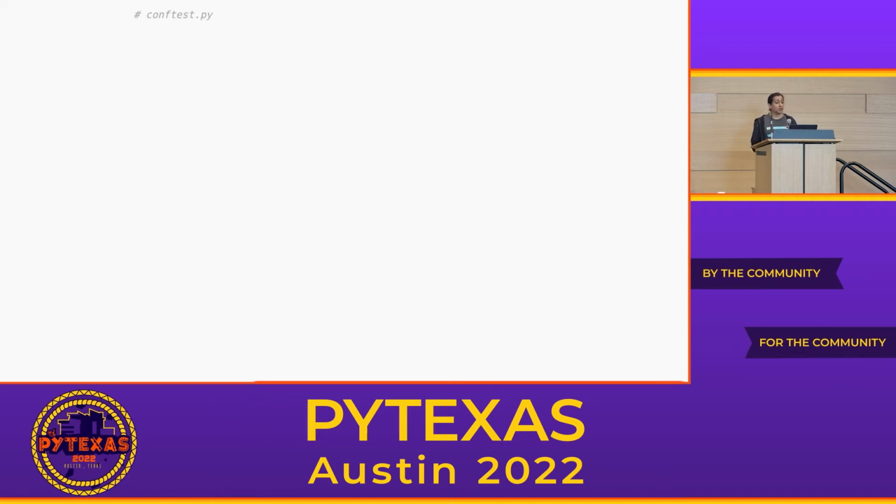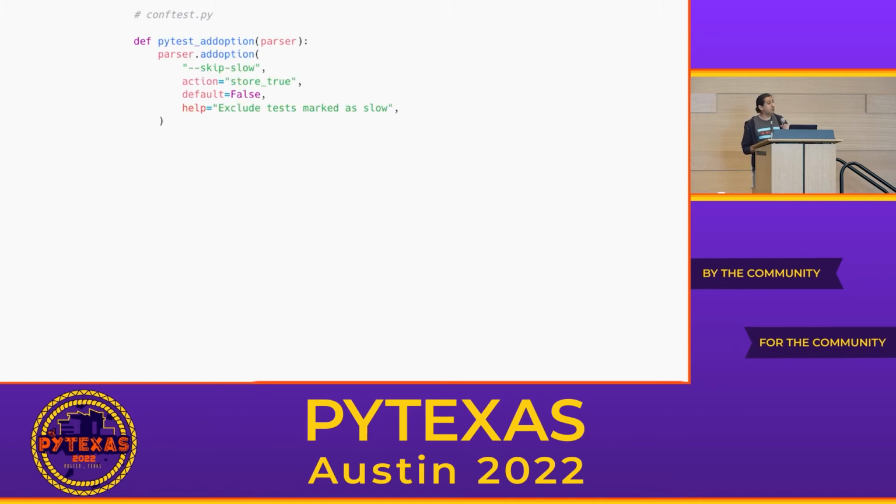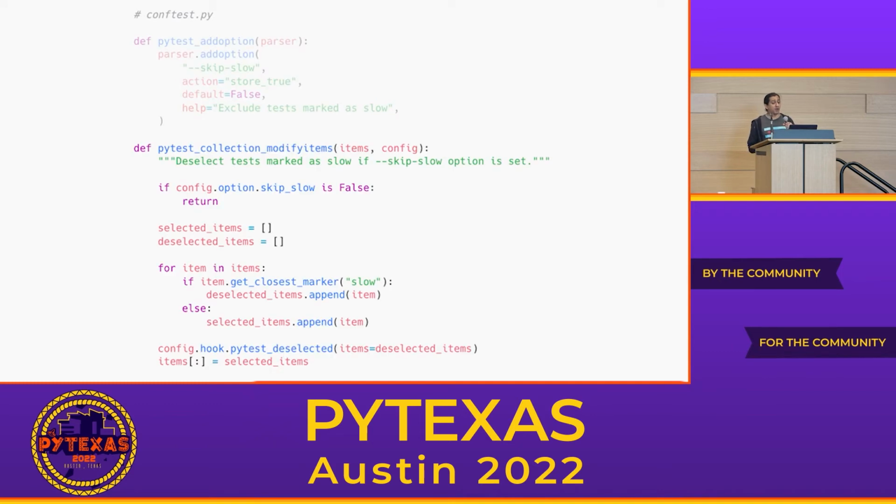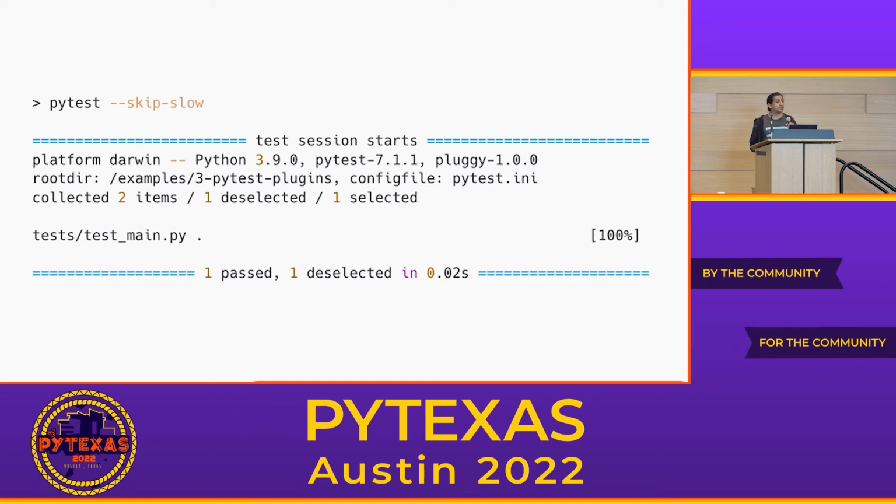So to first write this plugin, we're going to have to open up our conftest.py file. We're going to be using the PyTest_add option hook to add a new option to the PyTest CLI. And then we'll use the collection modify items hook that's going to be run after the test discovery process. So once PyTest finds all the files and all the tests inside of your files, it's going to be running this hook. And what we're going to do is skip all tests that we mark as slow. And now when we run our tests, only a single test is going to be run.